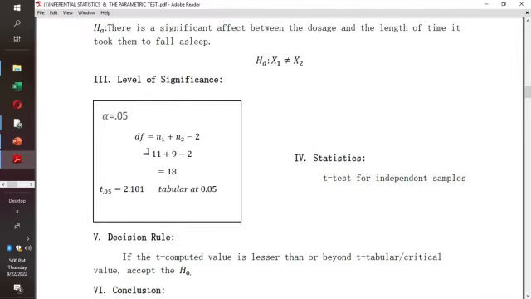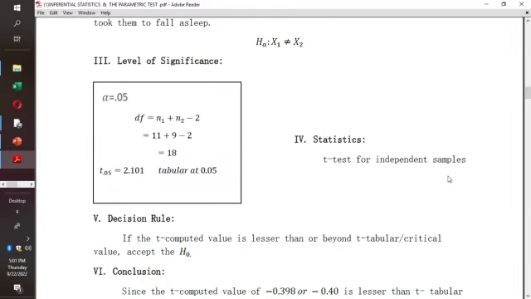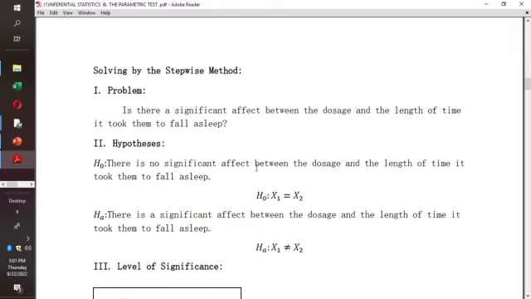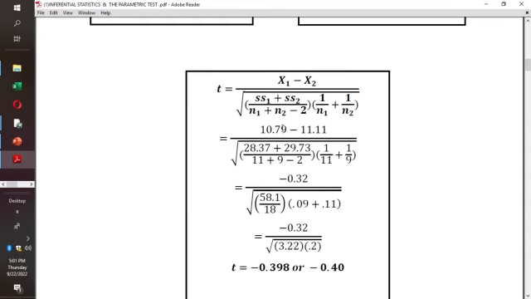The DF or degree of freedom, this is the formula, is equal to 11 plus 9 minus 2, which is equal to 18. So the t-test value at 0.05 is equal to 2.101, or the tabular value at 0.05. Step number 4, statistic: t-test for independent samples. So here it is.